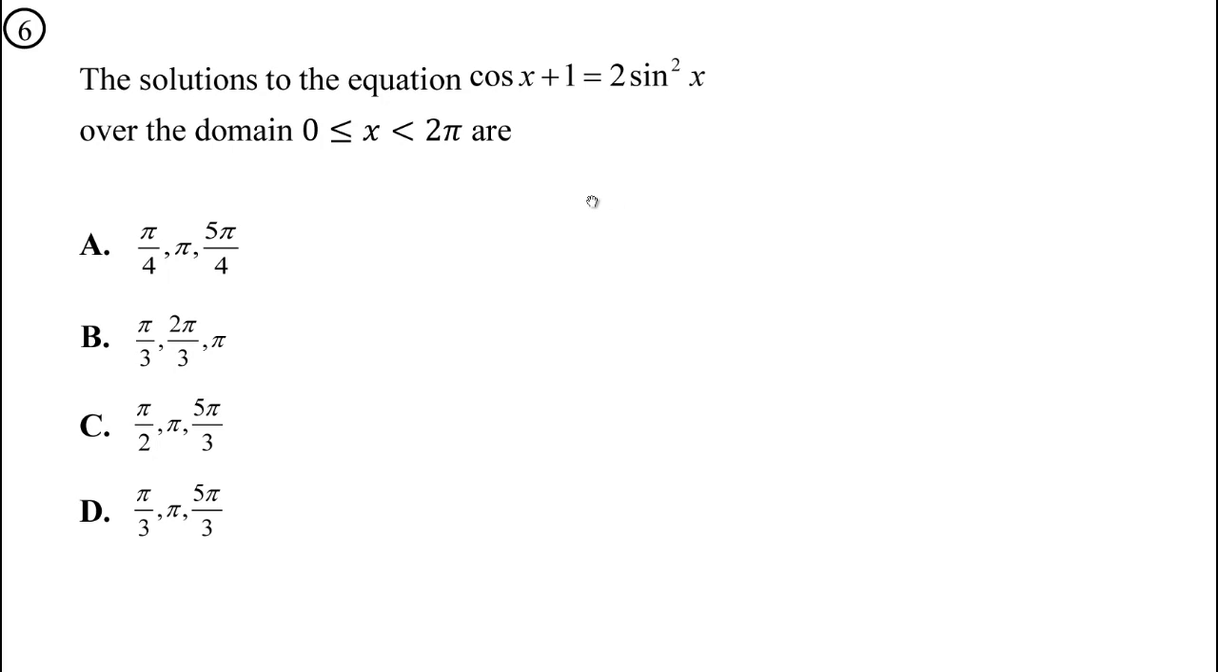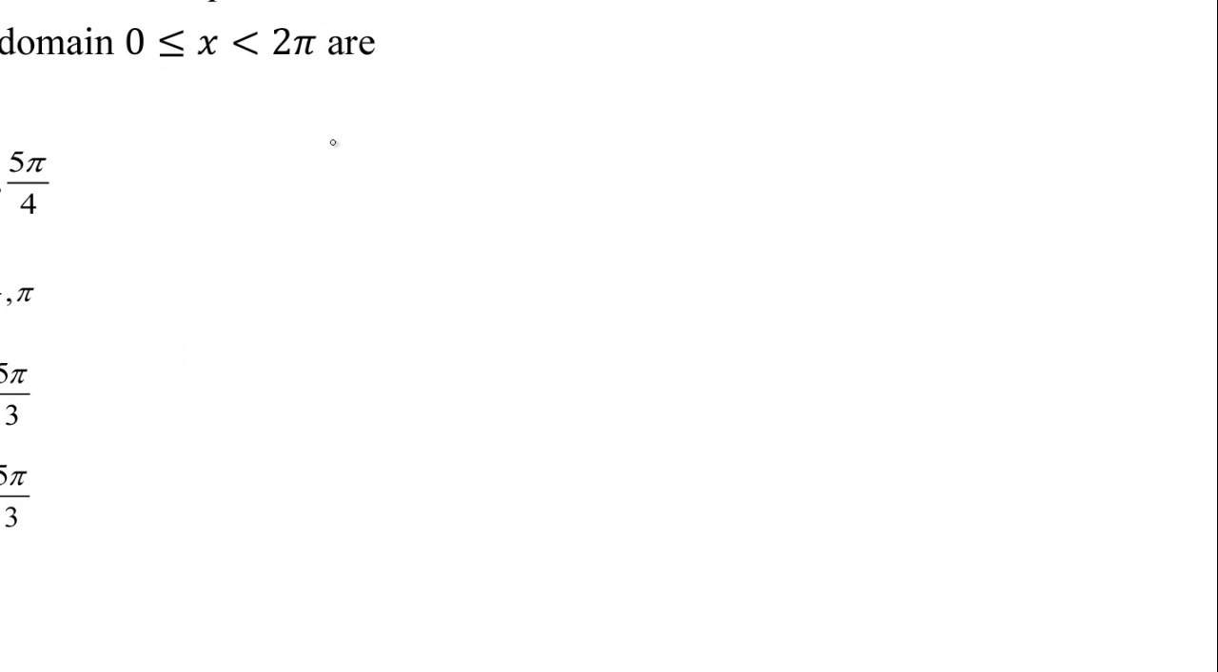So let's solve this equation over the domain 0 < x < 2π. Cosine x plus 1 equals 2 sine squared x. When we look at this, we're going to convert all of them either to sine or all of them either to cosine. Since we have a cosine and a sine squared x, we should be thinking that we know an identity about this sine squared x.